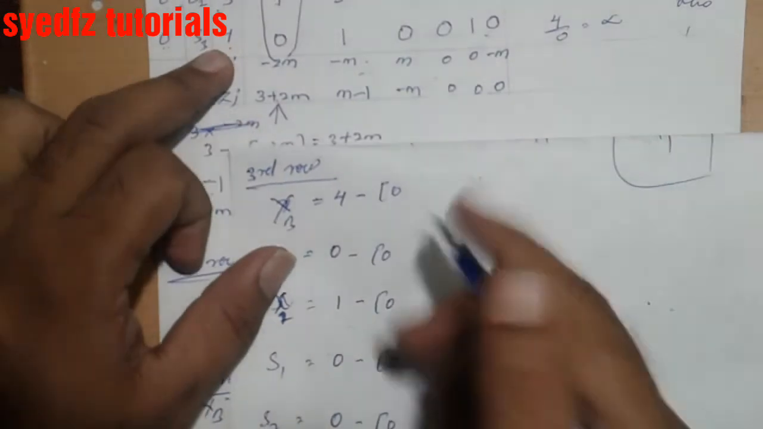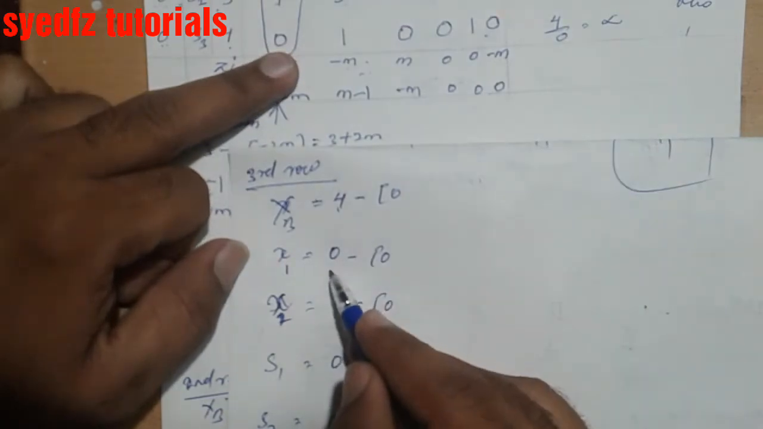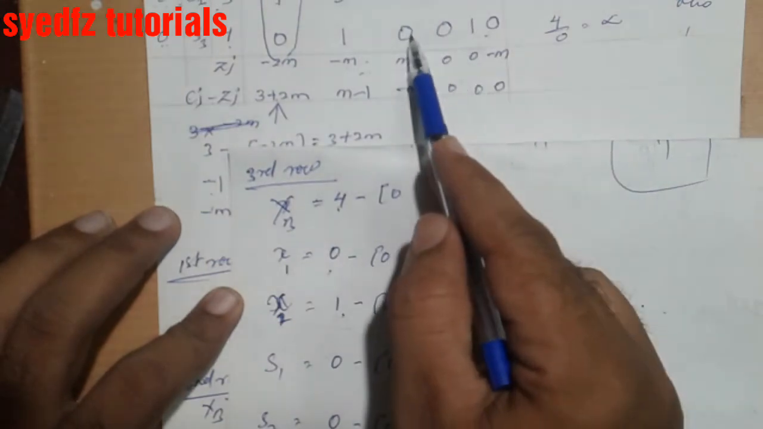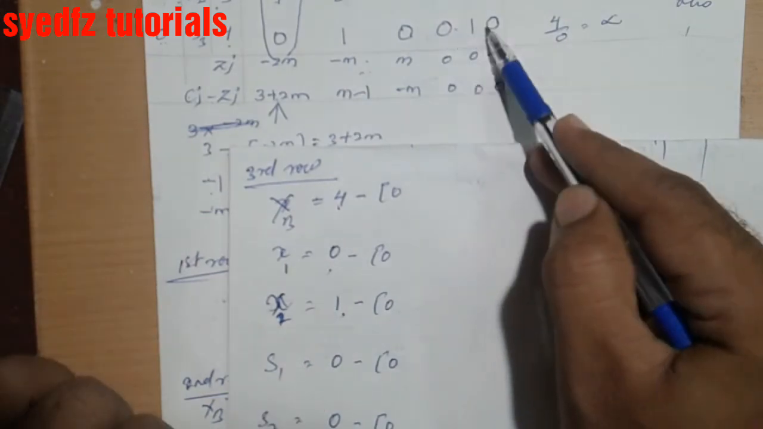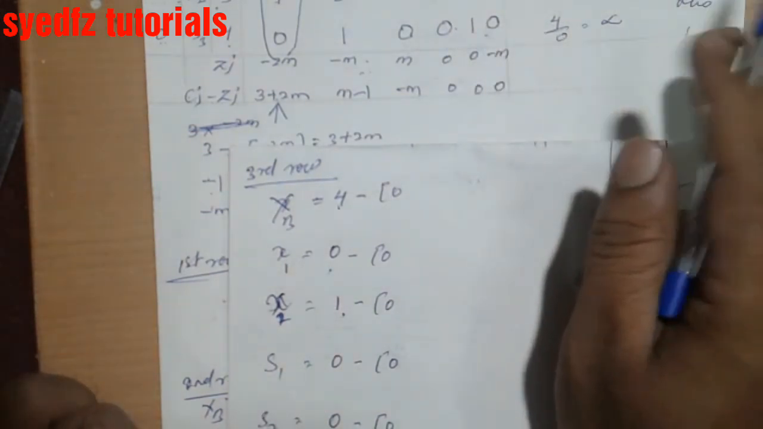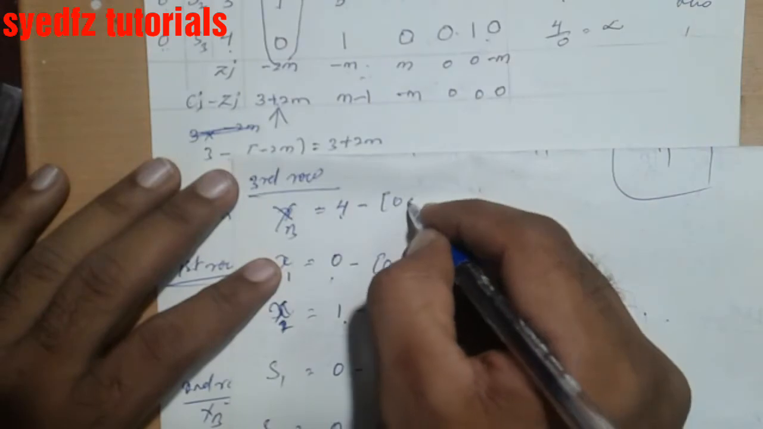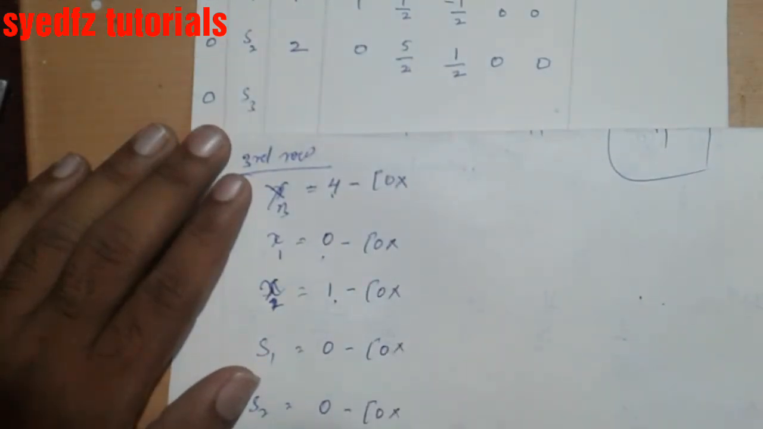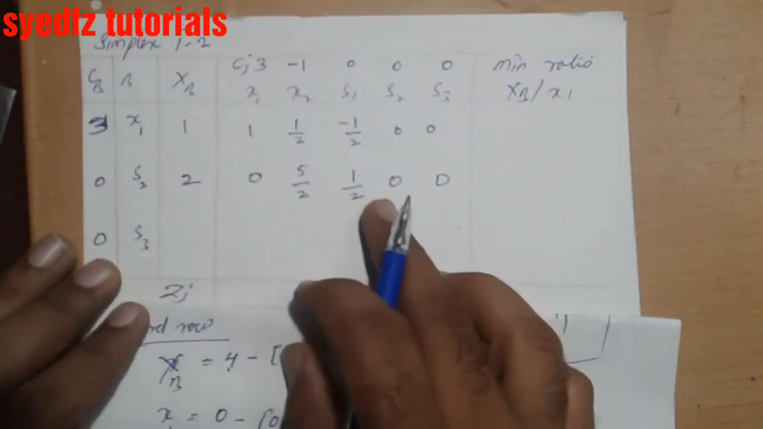What is the old value for xb? 4, and for x1 0, for x2 1, for x3, for s1 0, for s2 0, for s3 1. A we are not taking, it's for the first table only. Now take the new values, into new values, which means the new values we have created from the key element.